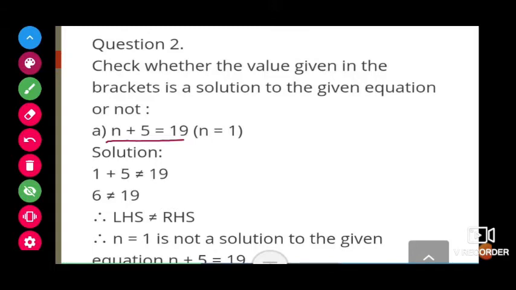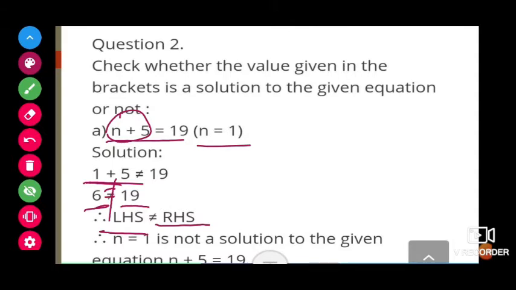In the same way, we have to substitute the given value in the place of the variable and check whether the given equation is satisfied or not. Now if I substitute n equals 1, then n plus 5 becomes 1 plus 5, which is 6. Is 6 equal to 19? No, it's not. The left hand side is not equal to the right hand side. So n equals 1 is not a solution to the given equation.